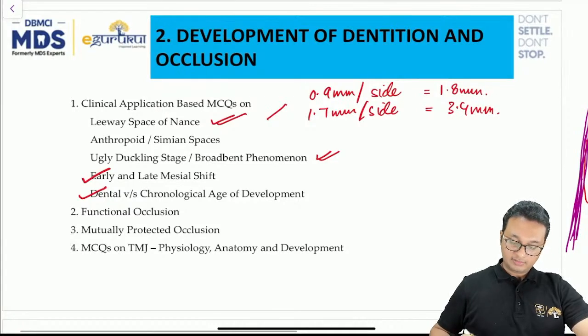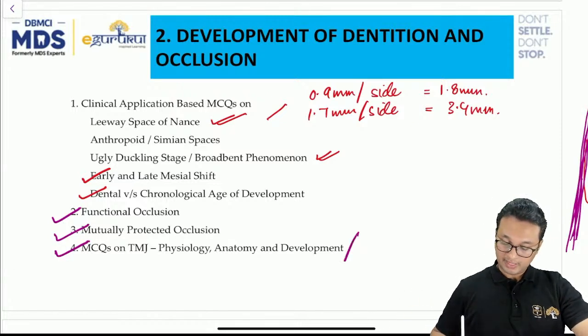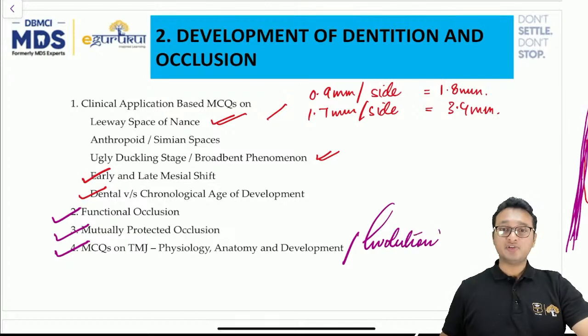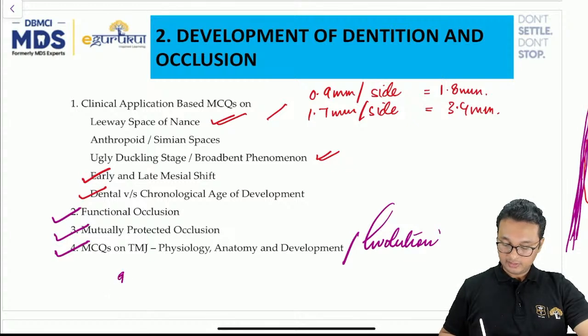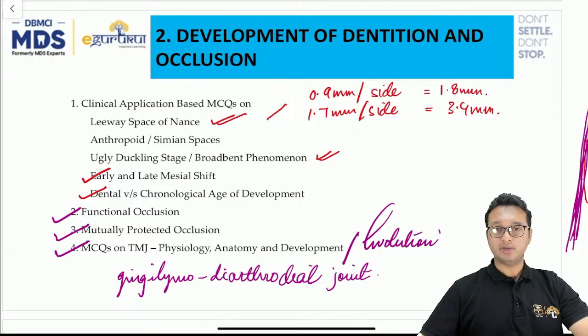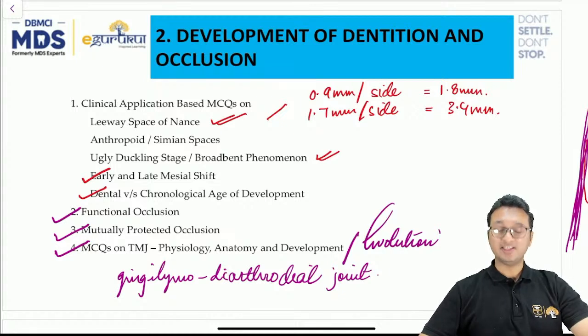Then you will be asked questions about functional occlusion, mutually protected occlusion, and MCQs on TMJ physiology, anatomy, and one more thing I'll add here, evolution of TMJ. So what kind of a joint is TMJ? That is a ginglymoarthrodial joint. That's the only joint in the entire human body which falls under the classification of ginglymoarthrodial joint. Such a unique joint that is.